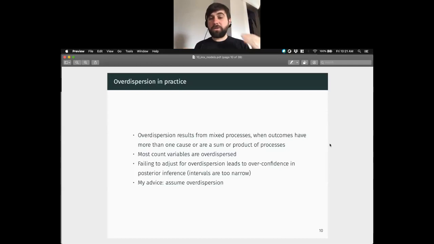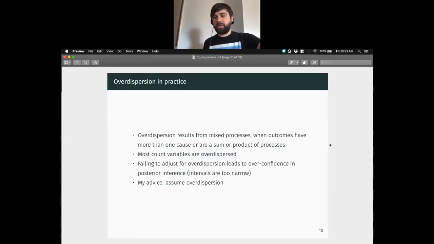Now, most count variables are overdispersed. I said this already, but you should assume overdispersion, right? I have never seen a social process that was perfectly Poisson distributed. I've never seen it, and I don't think that there is one. The Poisson distribution describes astronomical phenomena really well. It describes a lot of natural processes as well, but for social processes, it's just about always going to understate the variance in the outcome. So assume that your variable's overdispersed, and it turns out not to be that costly to do so. It's not that much more complex to model an overdispersed outcome.